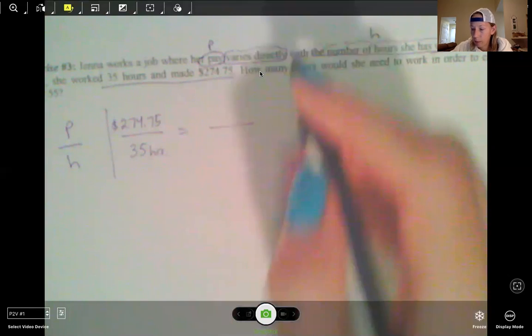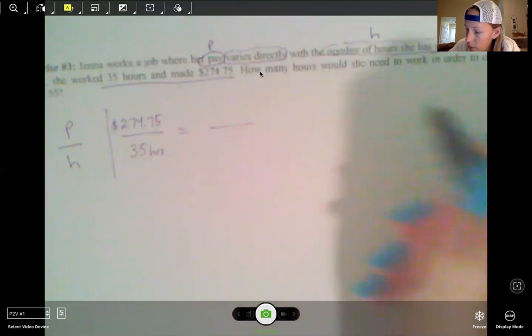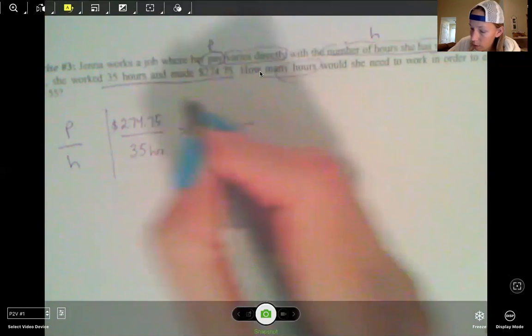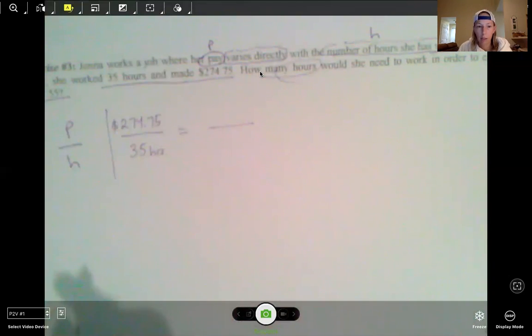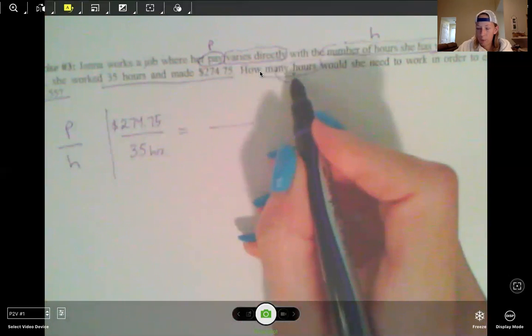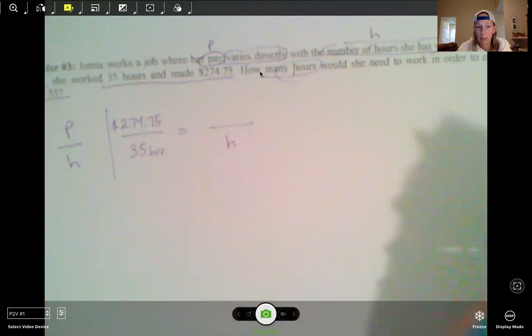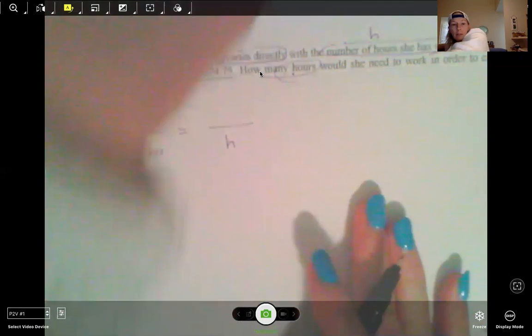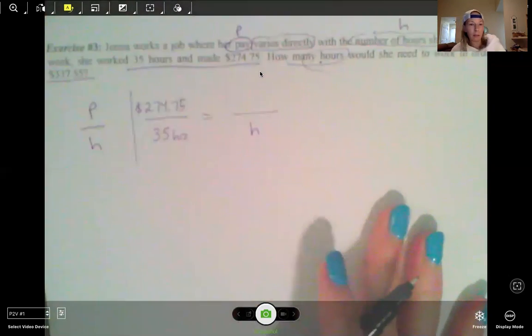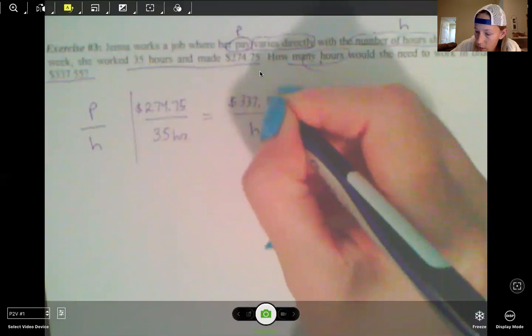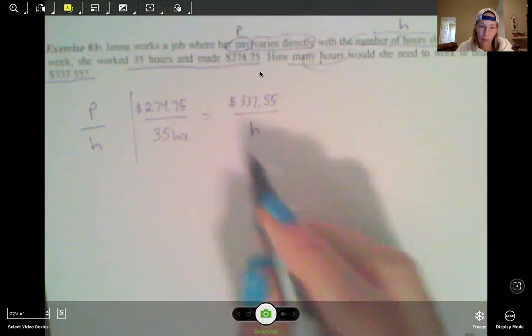Okay, and then the next thing says how many hours would she need to work to earn $337.55. So if we want to know the amount of hours, they're not giving it to us, so that's the unknown. Sorry, this cuts it off here. But they tell us that she wants to make $337.55.